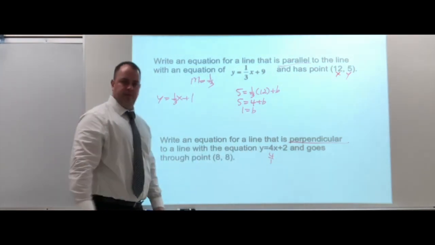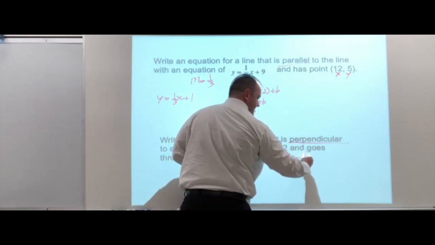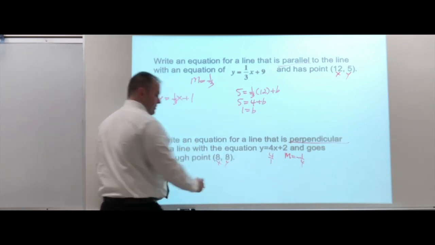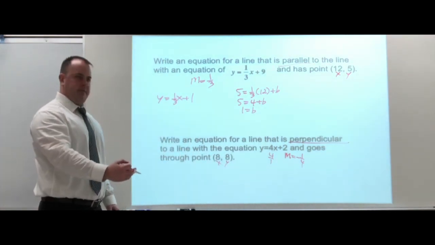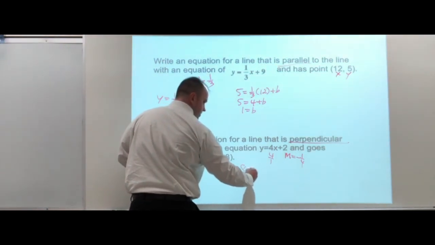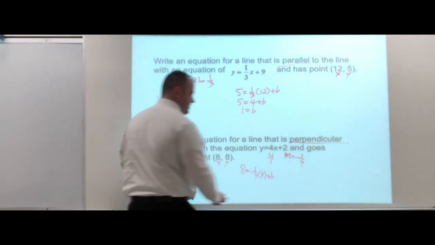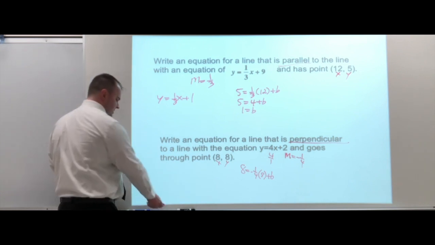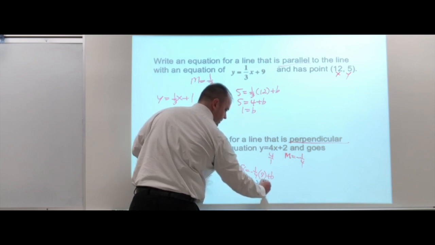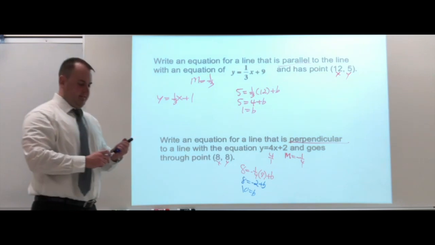Thinking of 4 as a fraction is 4/1. You flip that, make it opposite. Our new slope is -1/4. So there's our slope. There's a point, so it's the same work as before. You have m, you have a point, plug in and solve for b. So we have -1/4 times 8. That should give us -2. Add 2 to both sides. And our b is 10.